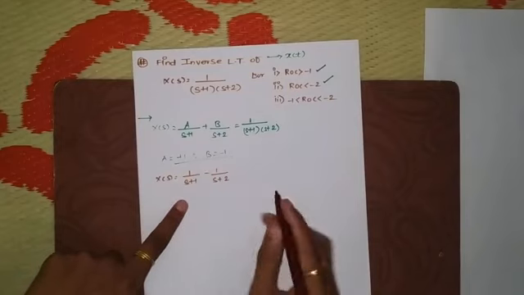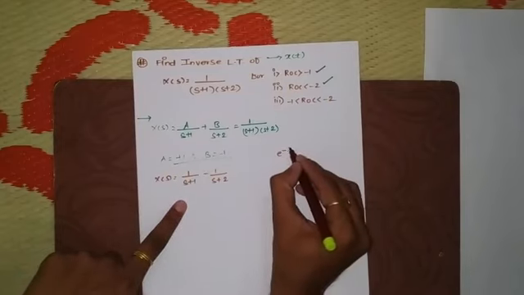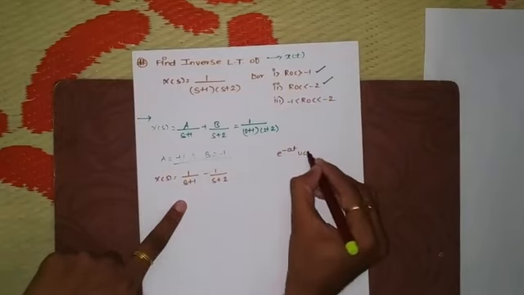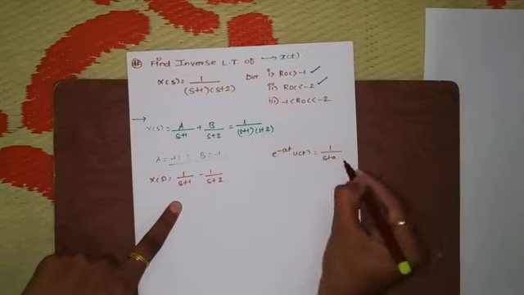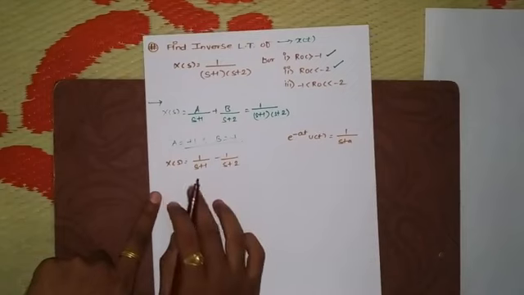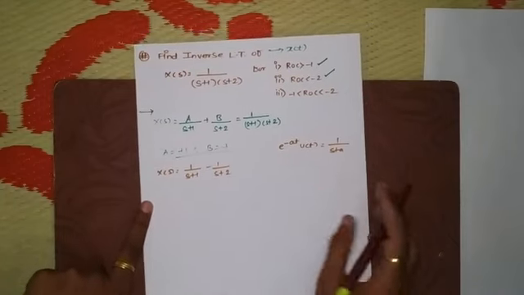Now to find its inverse Laplace transform, we'll use this equation. We have seen this formula also: e raised to minus at into u of t has Laplace transform 1 by (s plus a). Now by that we'll try to find this. To find this, we have to assume three cases.